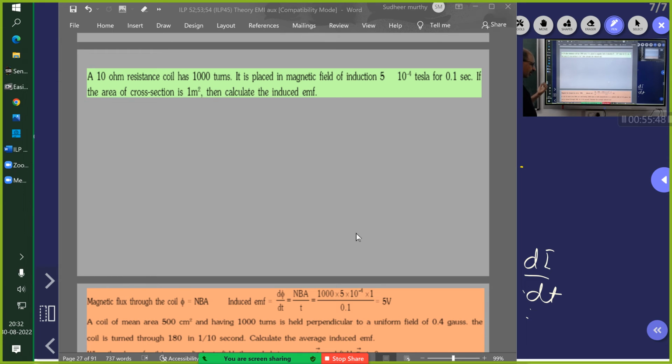Then 0.4. 50 into 0.4. 5 4s are 20. 20 into 10 to the power of minus 4.